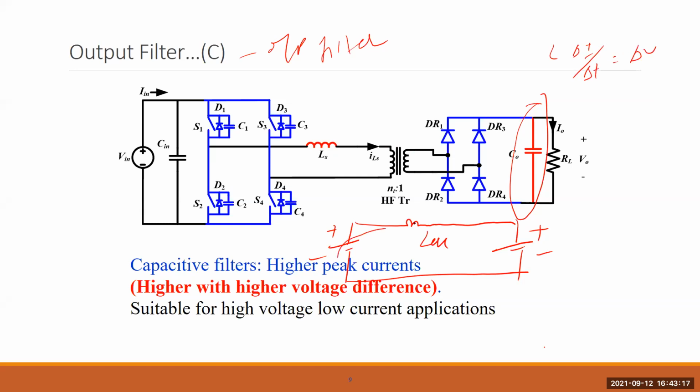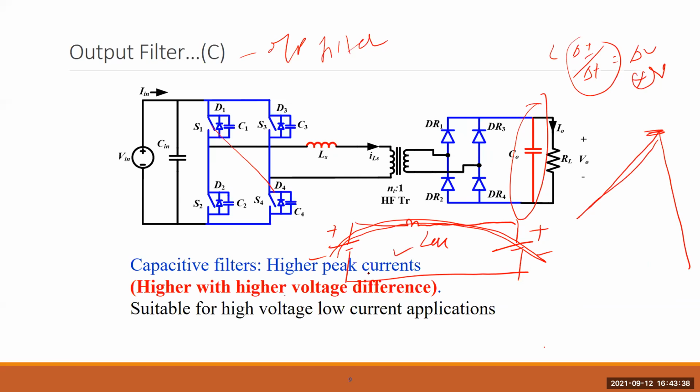So whenever the voltage difference appears between them due to the switching, di by dt will rise. Whenever there is a positive voltage, it rises, and whenever negative voltage, it falls, giving basically peak currents. That's what it is saying, peak current will be higher with higher voltage difference. If delta V is high, then delta I is high.